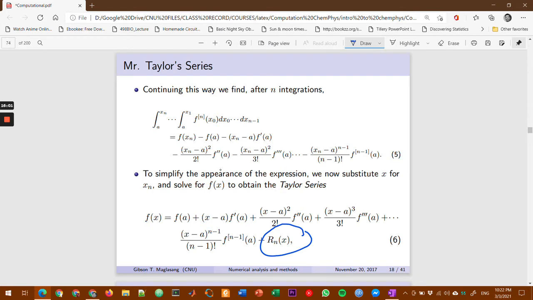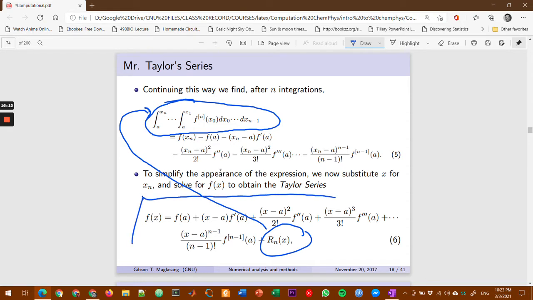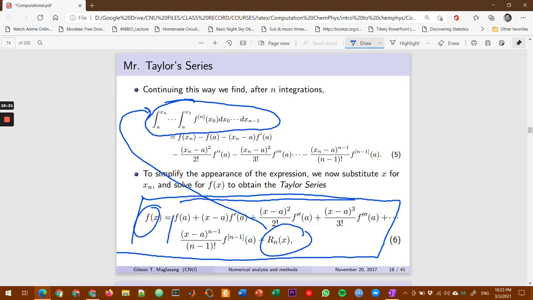Where r sub n of x is just a representation of the remainder. So this is now your Taylor series result. So, given any function, it can be expressed as this summation. Isn't it amazing? Okay? You can approximate any function by having a summation f of a plus x minus a and so on. You can get the approximate form of your function by employing this Taylor series. Okay, so we'll have an example on this.